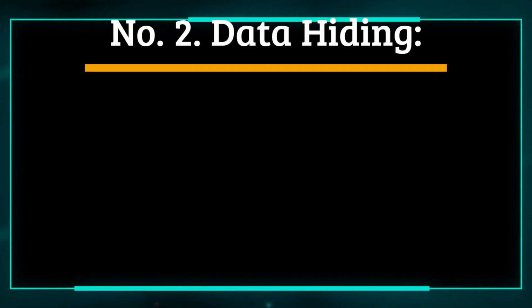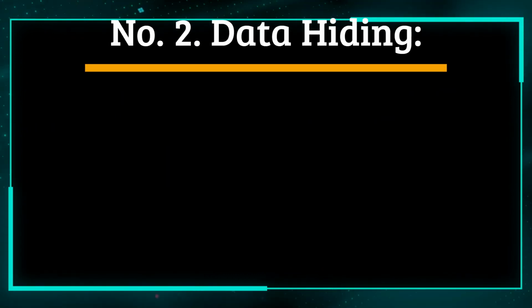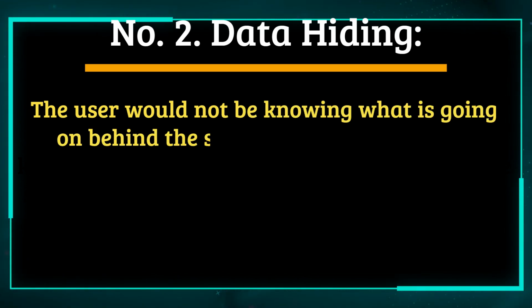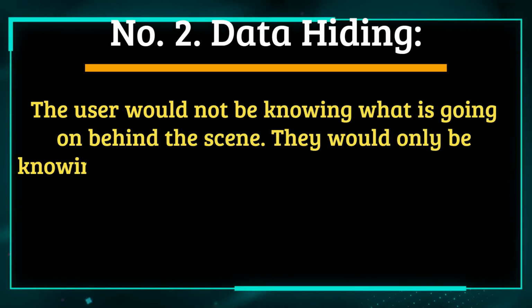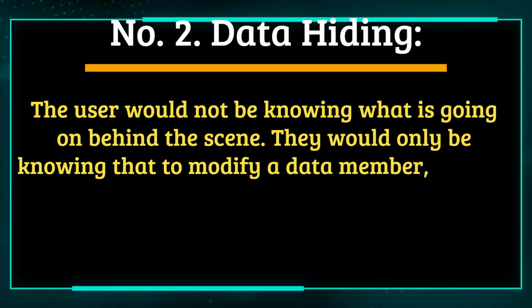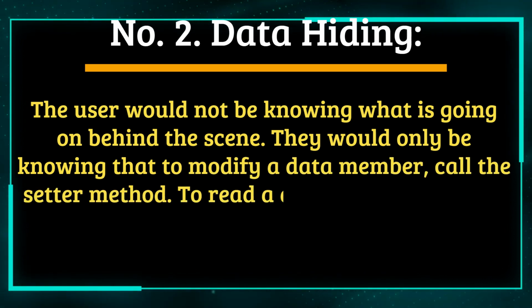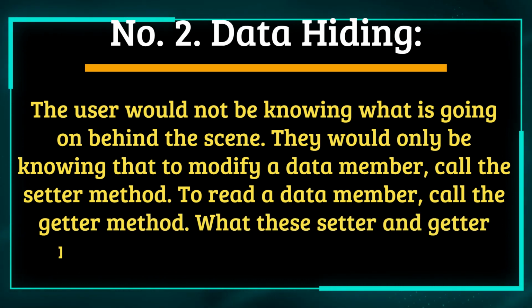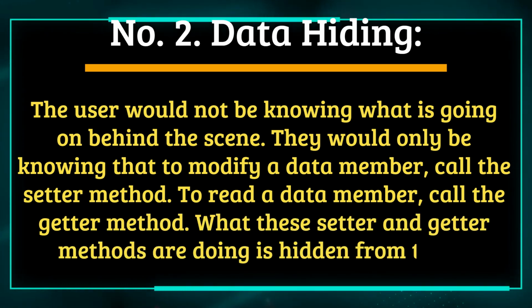Number 2. Data hiding. The user would not be knowing what is going on behind the scenes. They would only be knowing that to modify a data member, call the setter method. To read a data member, call the getter method. What these setter and getter methods are doing is hidden from them.